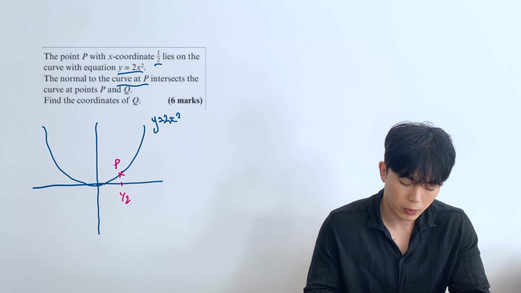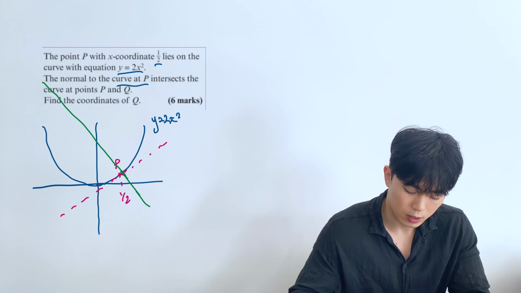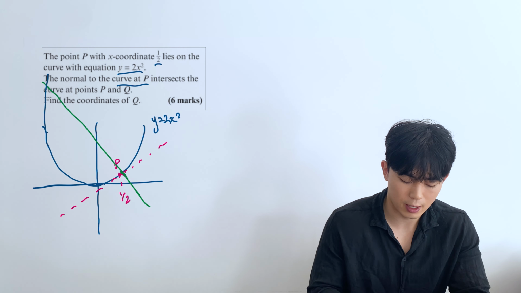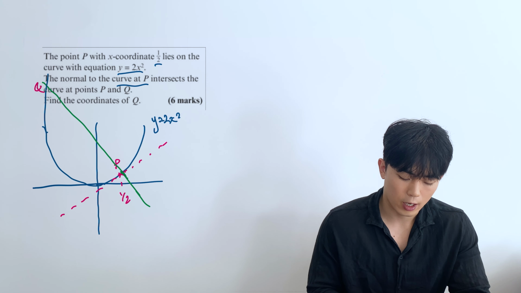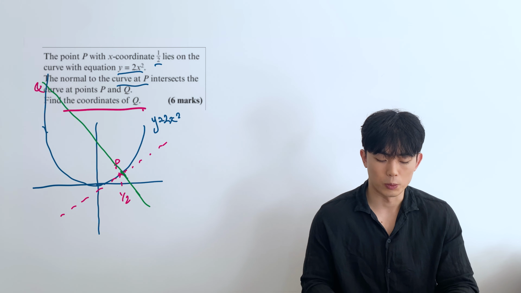The normal to the curve at P intersects the curve at the points P and Q. So if I draw the tangent line like this, the normal would be a line which goes like here, right? So if I was to extend this line here, it's going to intersect the curve at P and at Q, so Q is going to be roughly here. And they're asking us to find the coordinate of Q. So in order to do this, we need to actually find the normal equation first.